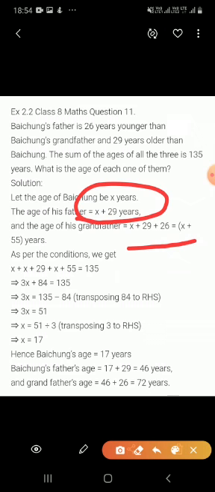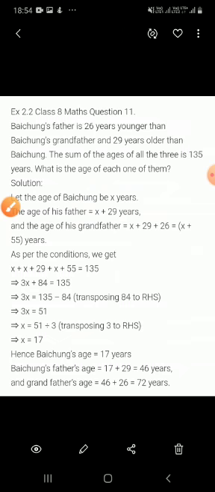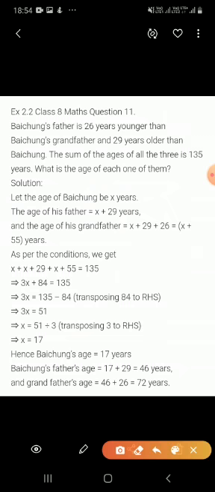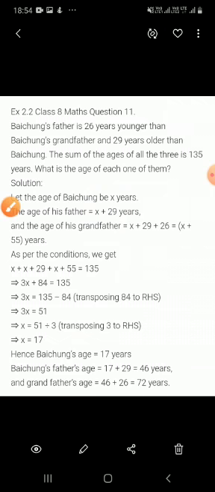Again see it, let Baichung's age be x. Father is 29 years older, so father's age will become x plus 29. Grandfather is 26 years older, so grandfather's age will become x plus 29 plus 26. So 29 plus 26 is giving you x plus 55. So grandfather's age is x plus 55, father's age is x plus 29, and Baichung's age is x years.